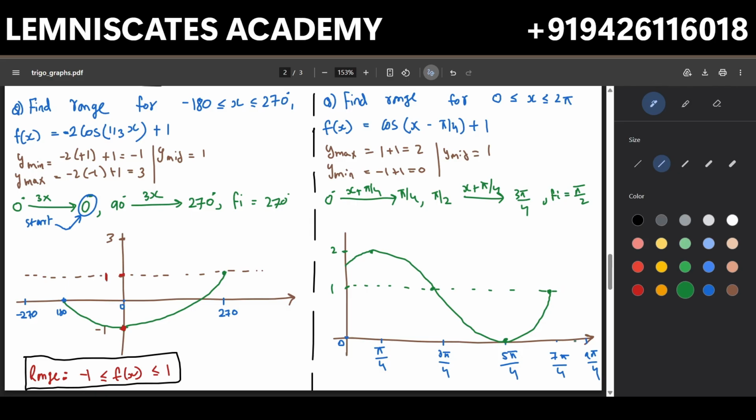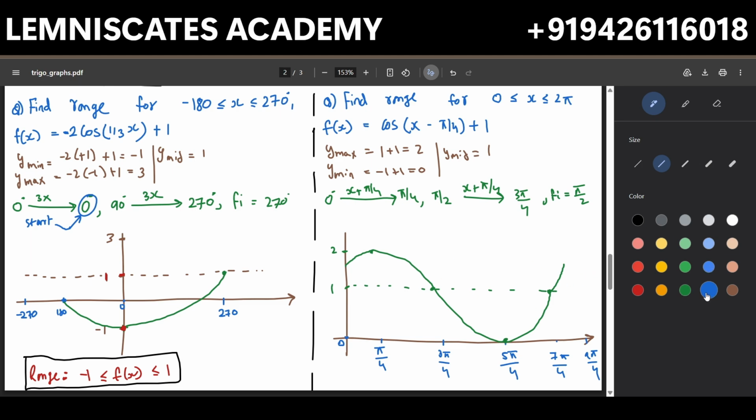And 2 pi will be somewhere in middle of 9 pi by 4 and 7 pi by 4. So of course the graph will go, I guess the value will be at the same value. So if I just write it in my calculator, I'm getting the same value, yes. So it will just go to that. That's it. That is your complete graph. Okay.